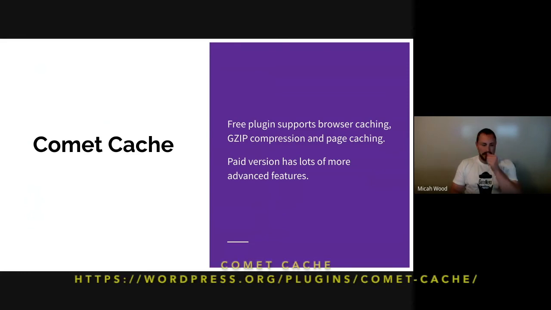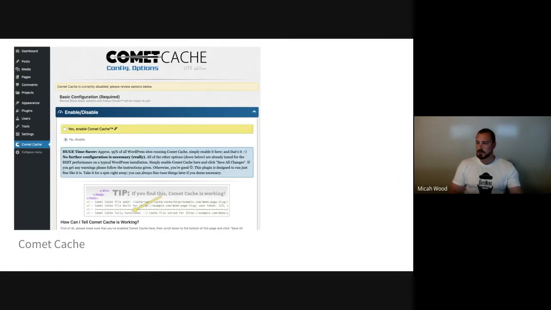So then there's another plugin. It's called Comet Cache. This is a paid plugin, and it has a good bit of advanced functionality. They've got page caching and compression and some of those things. So this is what it looks like to use Comet Cache. Their basic configuration is it's on, it's off.